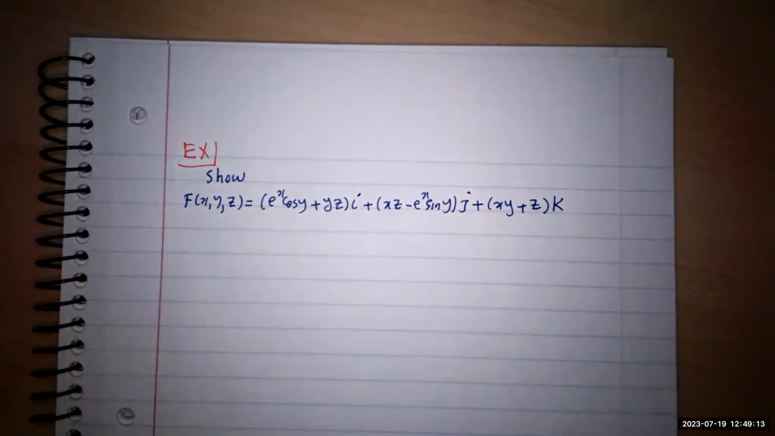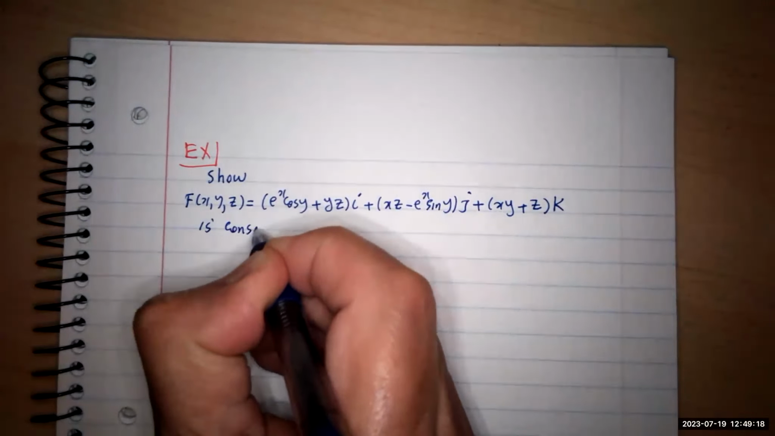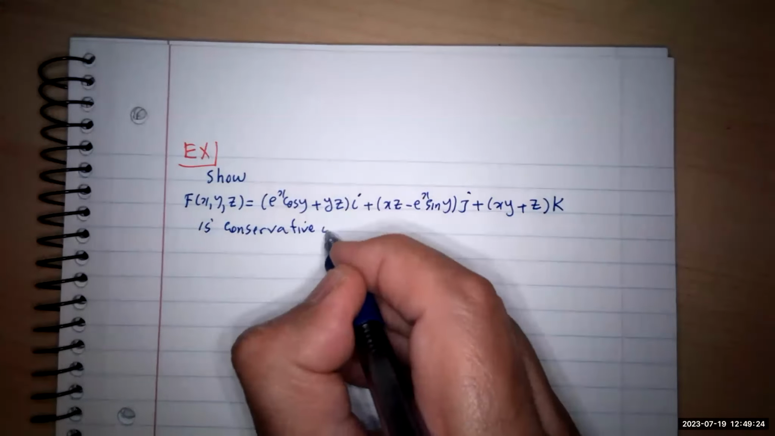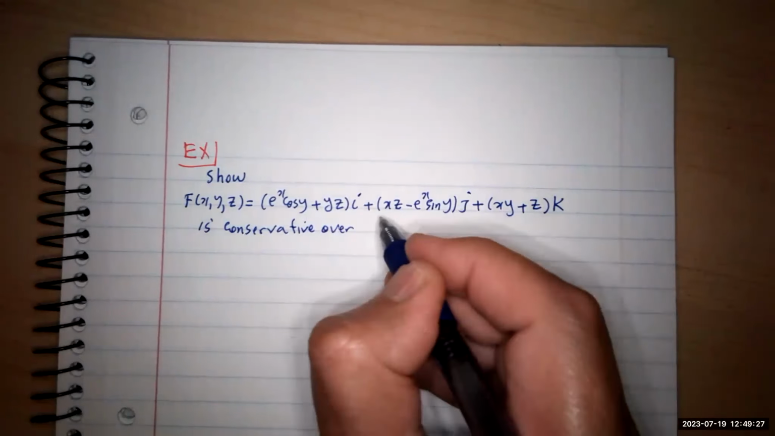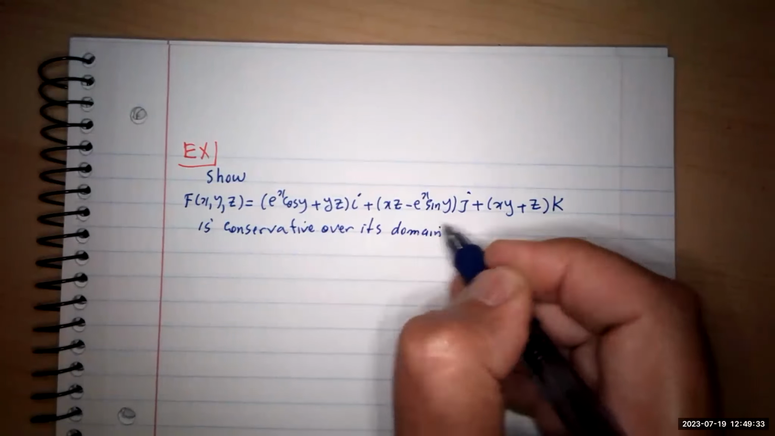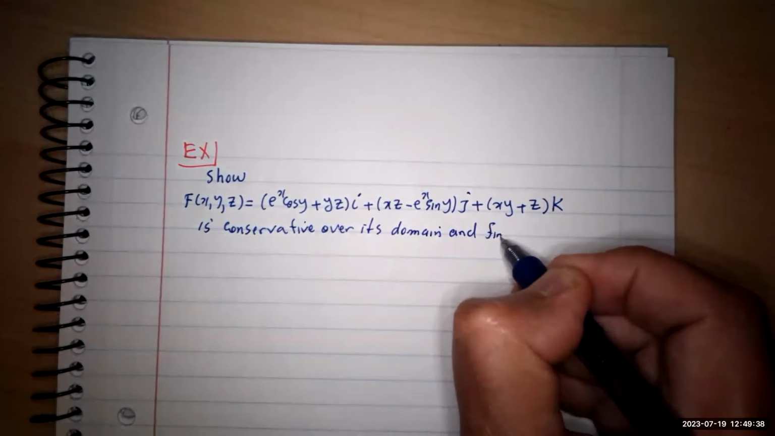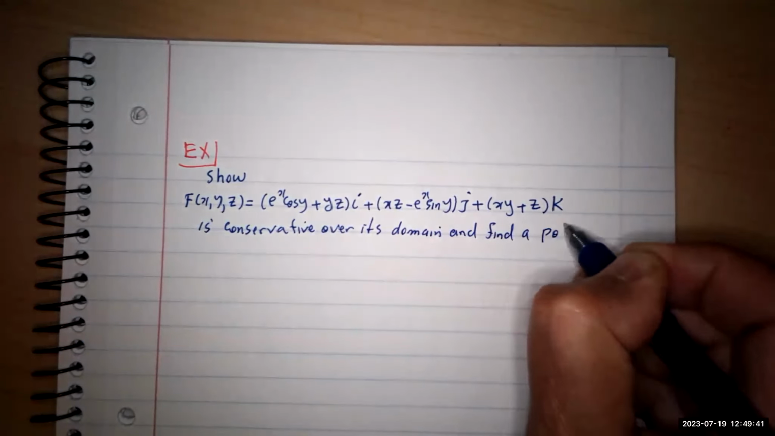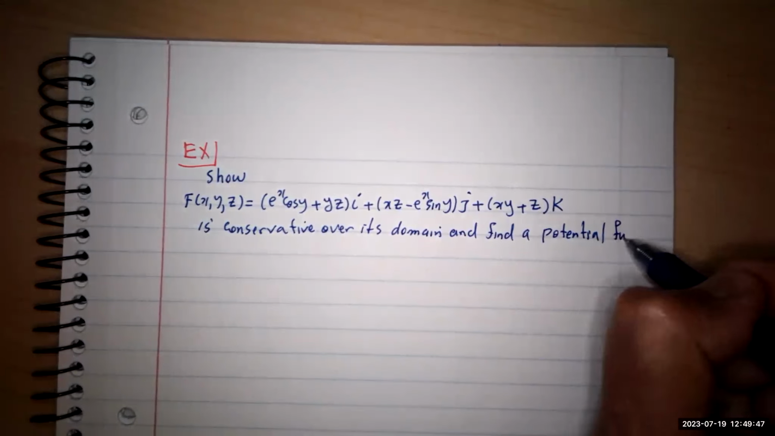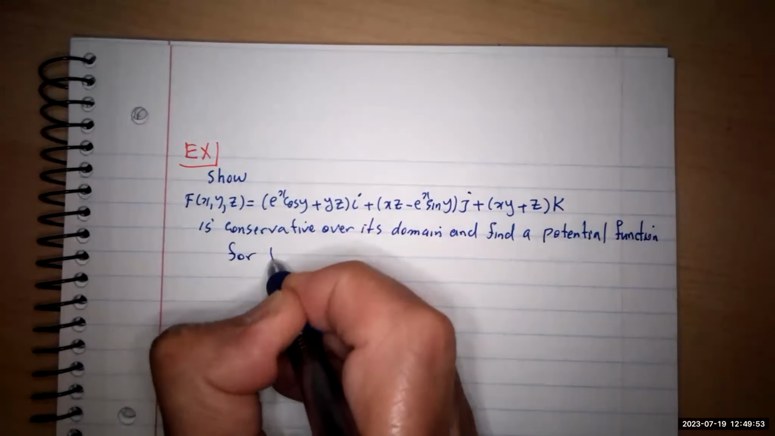We want to show that it's conservative over its domain, which is R3, and of course find a potential function for this vector field. That's it.